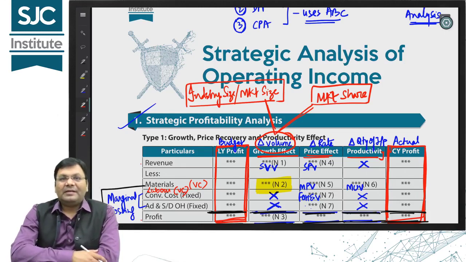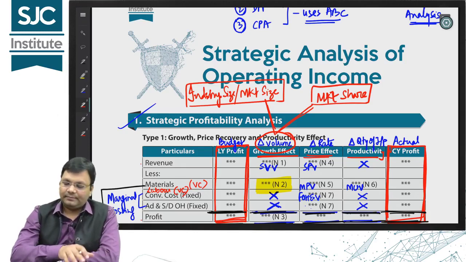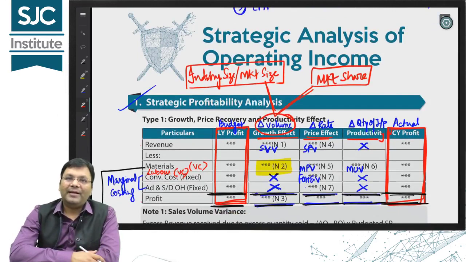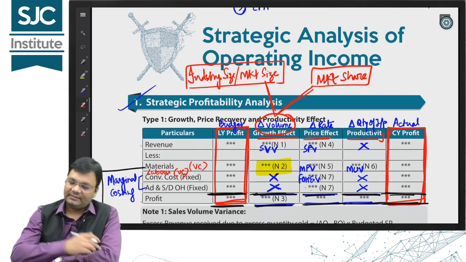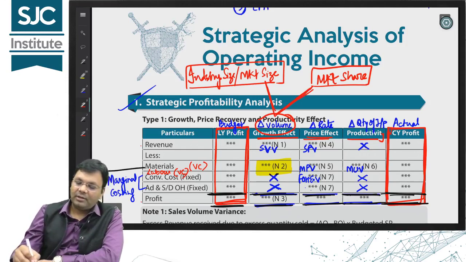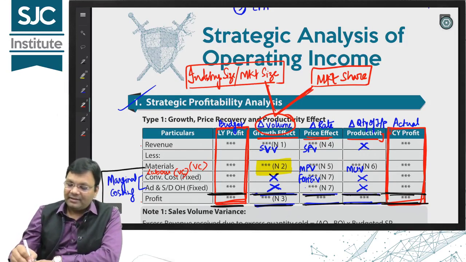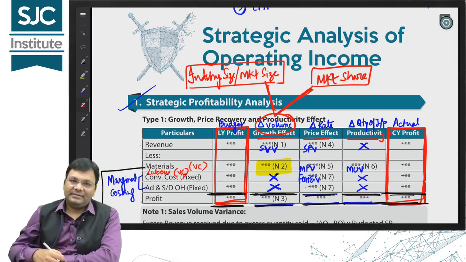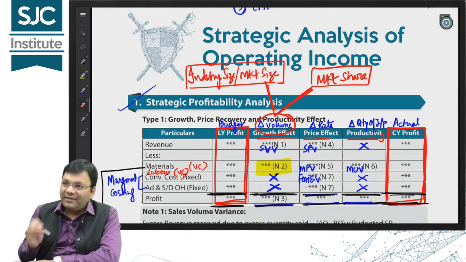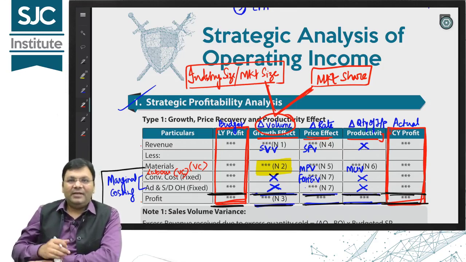So the question arises, how does market share increase? The answer to that is that market share increases by implementing some kind of strategy. It can be a low cost strategy. It can be a product differentiation strategy. Some different step you have taken. If nothing is mentioned, let us assume that it has been due to product differentiation.